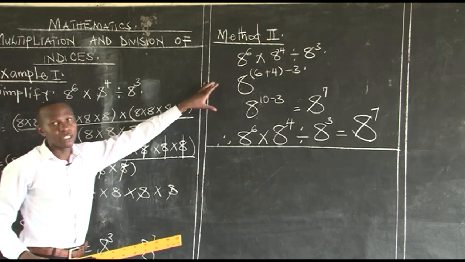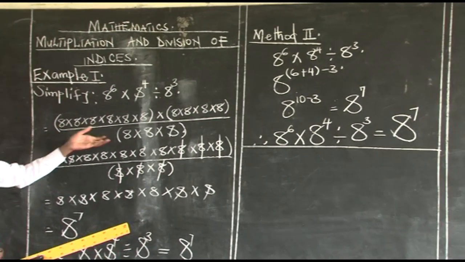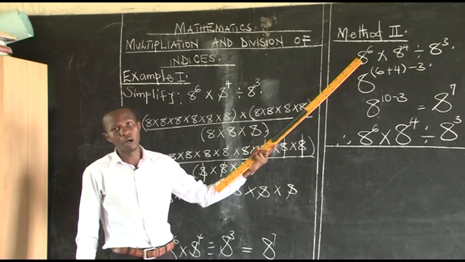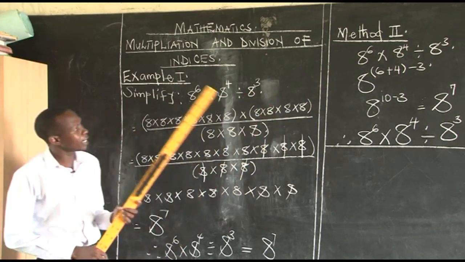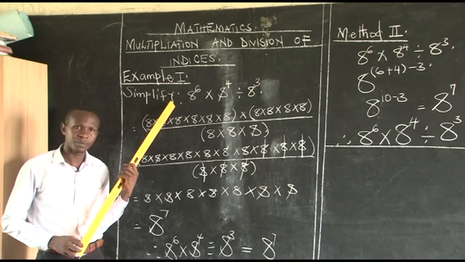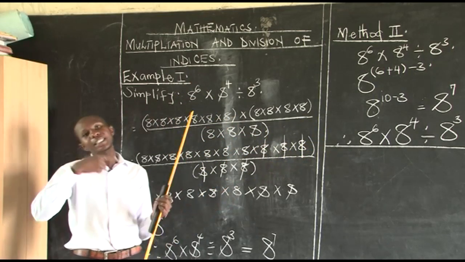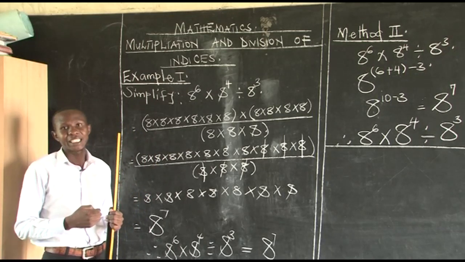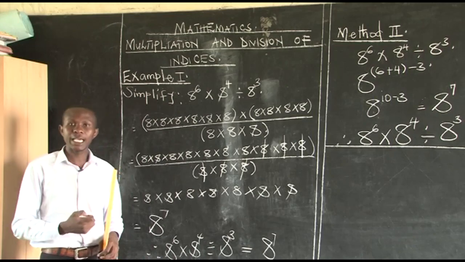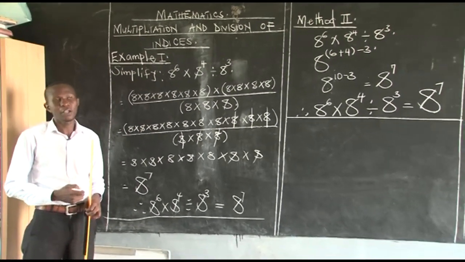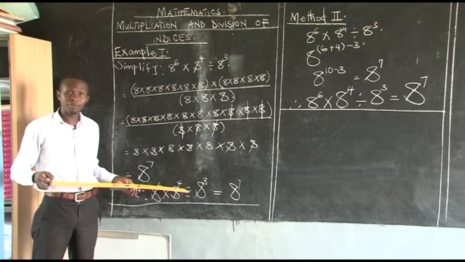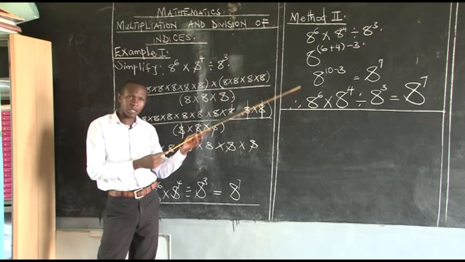Okay, so you can compare this with the first method here. The first method, you'll have to expand everything. You'll use expanded form. But the second method, we have used the law of indices to work out the number. So when they don't specify in examination, if they don't say using the law of indices, you are allowed to use this. At the same time, you are allowed to use this. But if they say simplify 8 index 6 times 8 index 4 times 8 index 3 using the law of indices, if you use this method, you will be marked wrong, because here we have not used the law of indices. So if they say using the law of indices, it will be method 2.